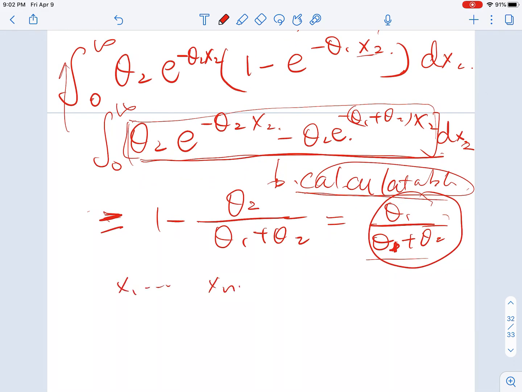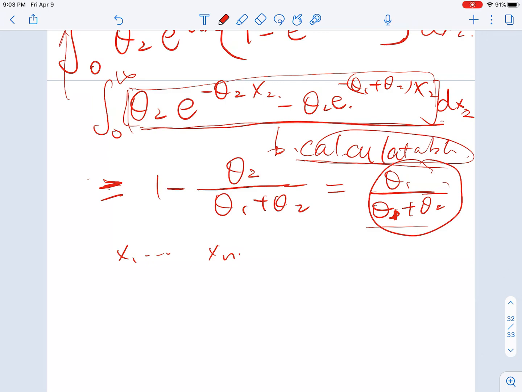Now, as I mentioned, you can generalize this from x1, x2 to x1 up to xn, but I'm not going to talk about that generalization. It's pretty straightforward. So that's pretty much it for the exponential distribution. That's actually a pretty simple one.